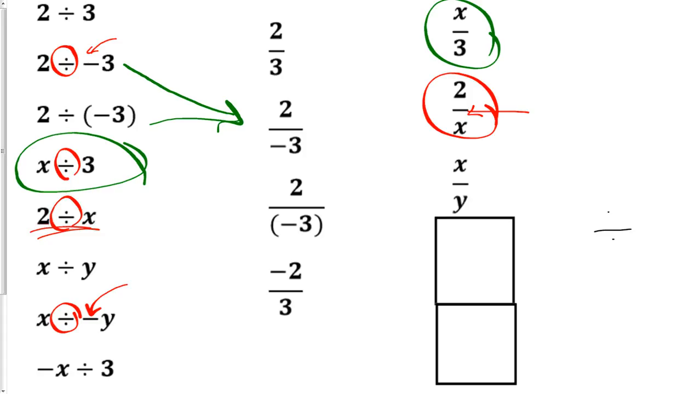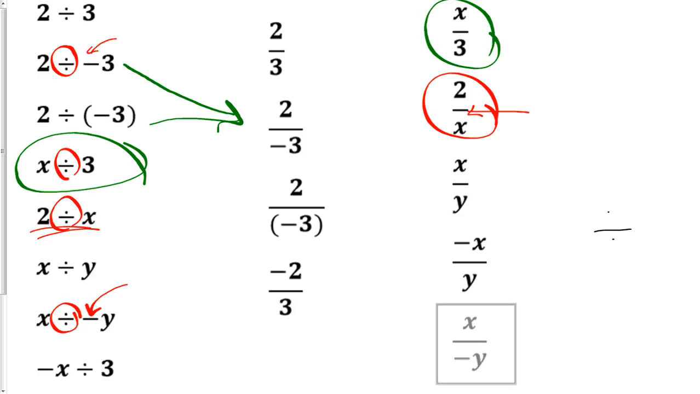I have x divided by y. I have negative x divided by y. And I have x divided by negative y. Now, we see the division bar. We know that a fraction is strictly just writing an operation.